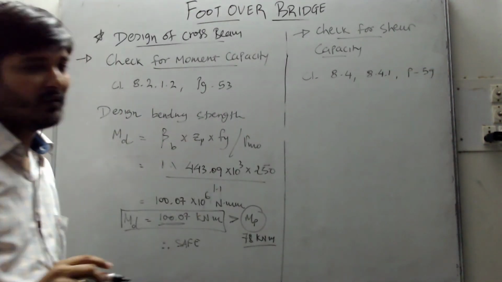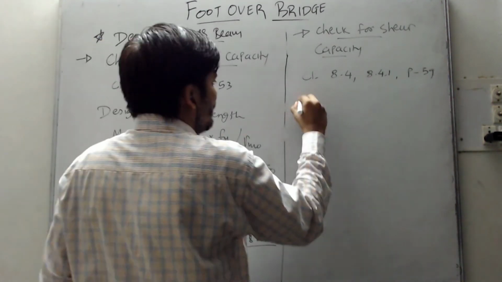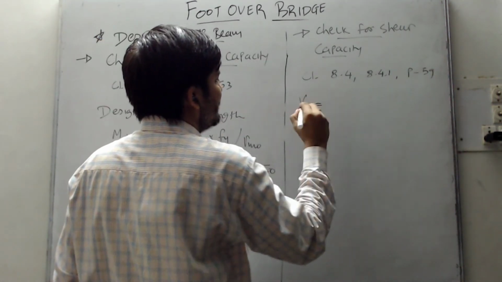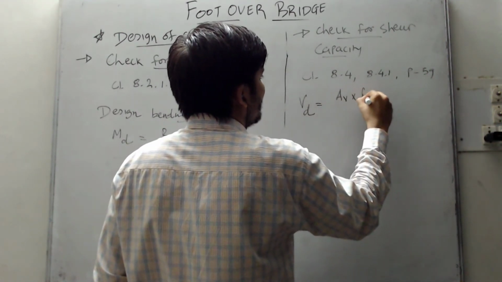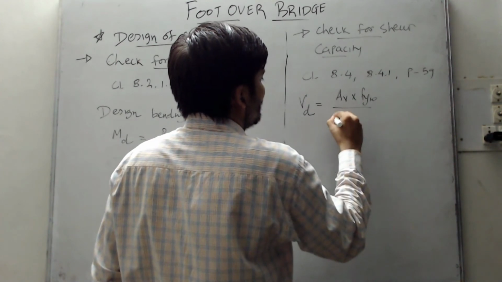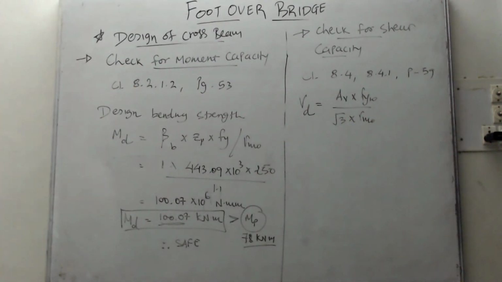VD, the design shear force, is equal to AV multiplied by FYW divided by root 3 into gamma MO. I think this is the formula. Yes, right. So what is AV? How can we get the AV? It is the area of the web, which carries the shear force.